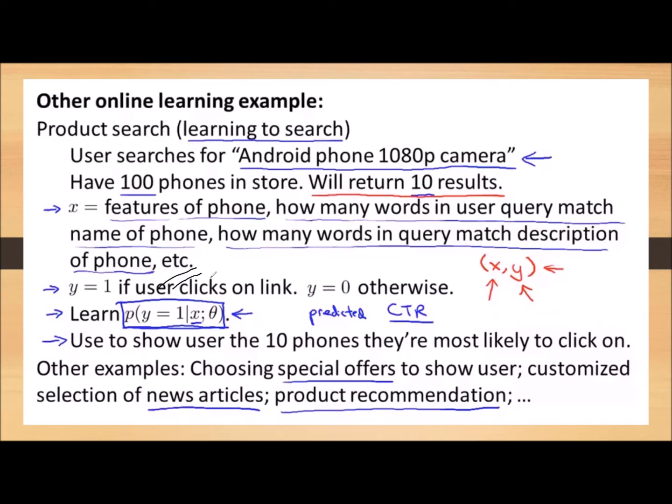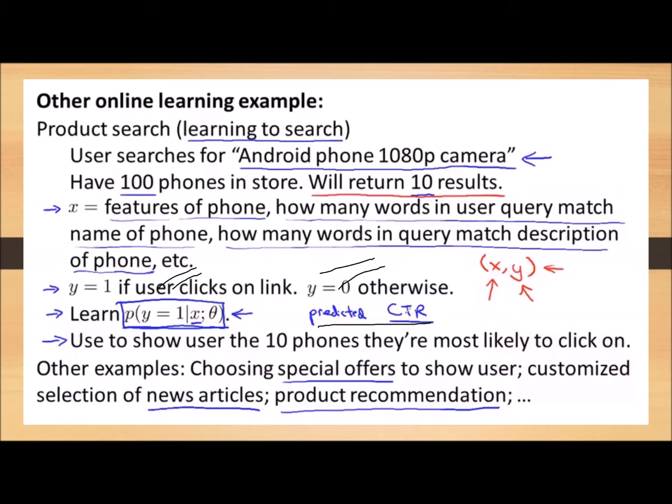If the user does not click, then we say y is equal to 0. Now we are telling the probability. What is the probability that when we show the 10 results to him, this particular result can be clicked by the user? That is p of y is equal to 1 for a given x. We call this probability the predicted click-through rate.